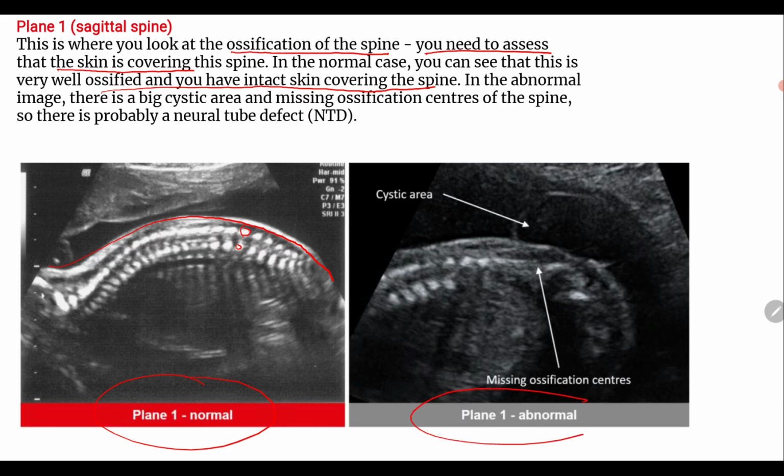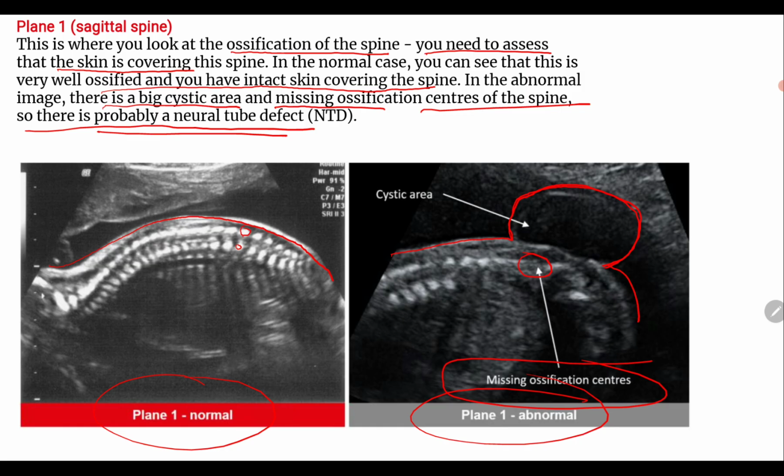In the abnormal case, you can see in the abnormal image there is a big cystic area, and the skin covering is not in continuity. There will be a defect. There is a big cystic area and missing ossifications. You can see there is no ossification center, the missing ossification centers of the spine. So probably this is a neural tube defect.